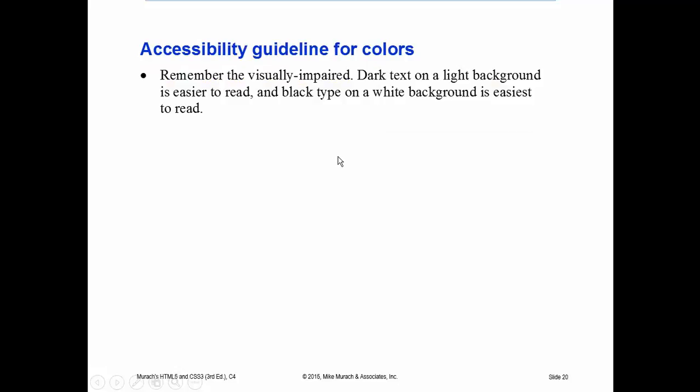So why are we doing all this stuff? We're doing it because people like it when websites pop. The problem is, and it's not a problem, but as you can see right here on the example, remember, for visually impaired people, dark text on a light background is easier to read. And black type on white is the easiest to read, especially for someone who's colorblind.